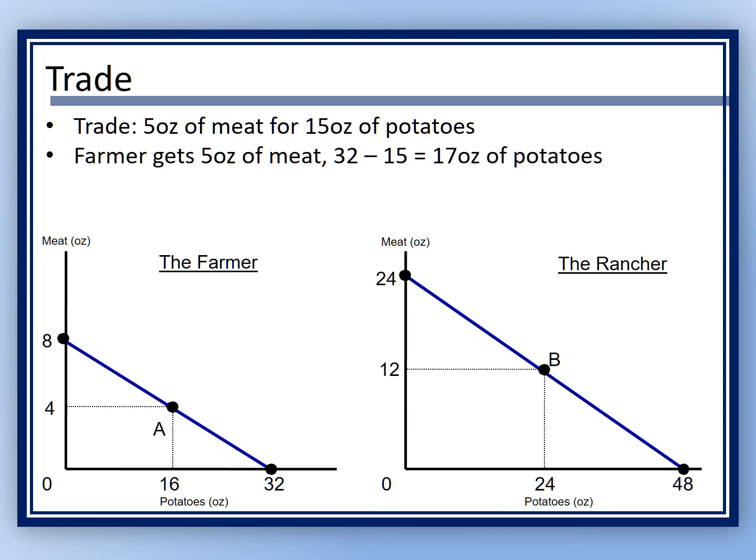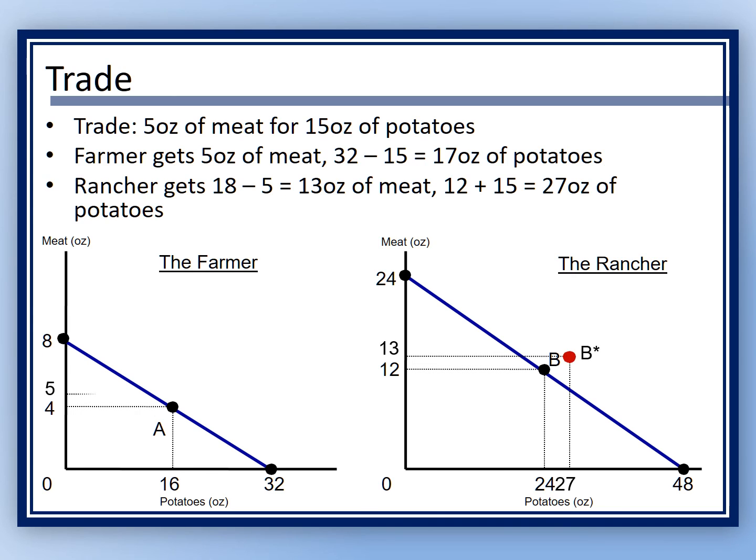The farmer would get 5 ounces of meat and 17 ounces of potato, because he produced 32, minus 15, gets 17. And the rancher would get 18 minus 5 equals 13 ounces of meat, and 12 plus 15 equals 27 ounces of potato. Once again, it turns out there's a way of trading that would make both of them better off.